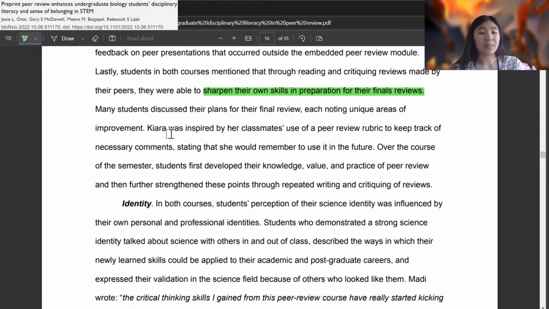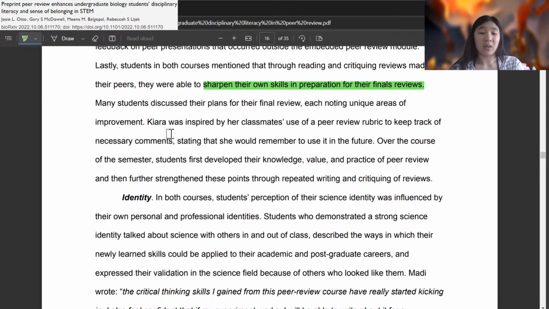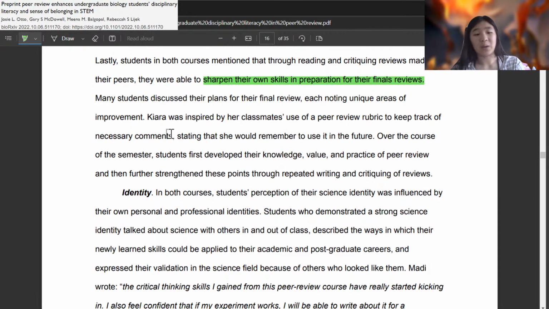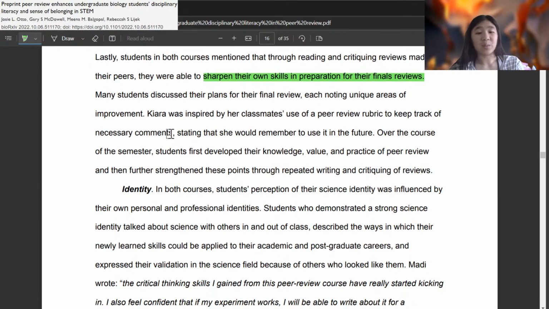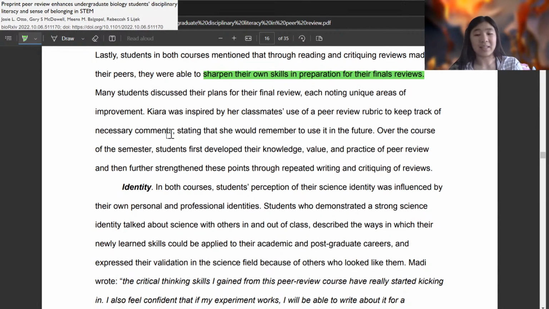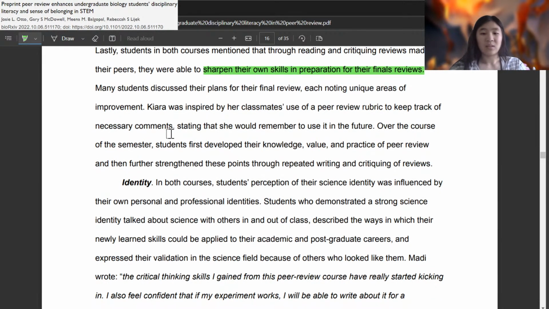Over the course of the semester, students first developed their knowledge, value, and practice of peer review, and then further strengthened these points through repeated writing and critiquing of reviews. So I guess they continued to develop their skill of peer reviewing.